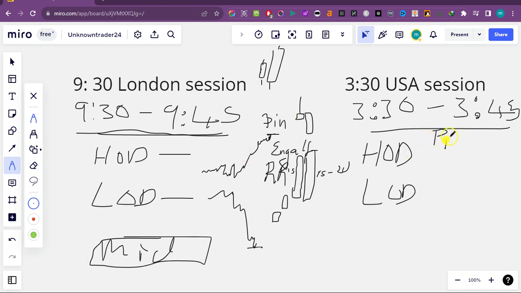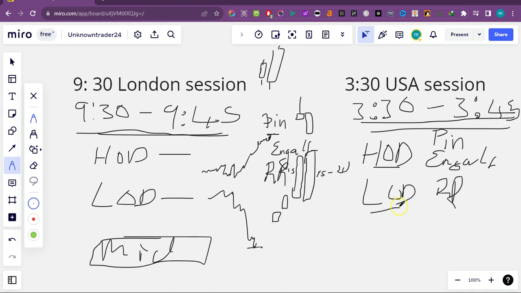Either it's a pin, it's an engulf, or it's a railway track. I'm not going to repeat these candles. If you find any of these candles at this time, if you're using a 15-minute time frame, if the 3:30 opening candle, which will obviously close at 3:45, happens to be any of these three candles at the high of the day or at the low of the day, then you have a very good trade.